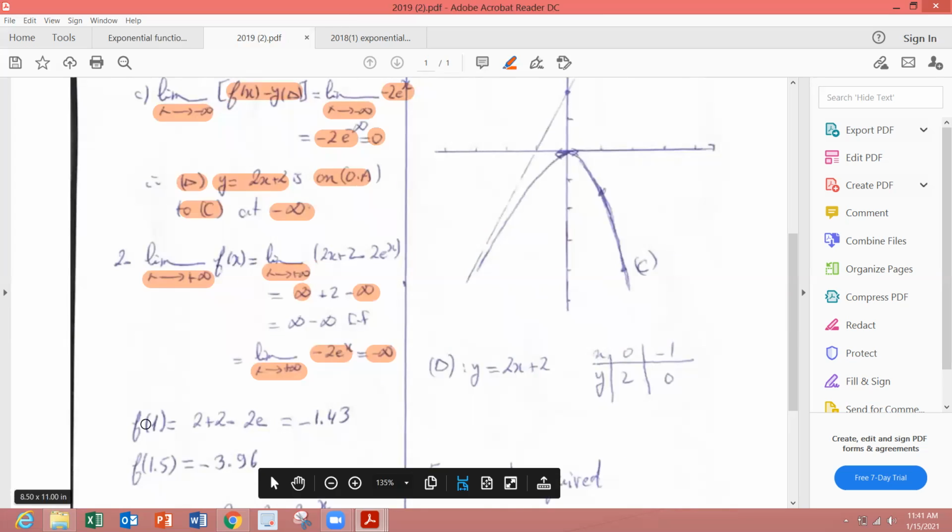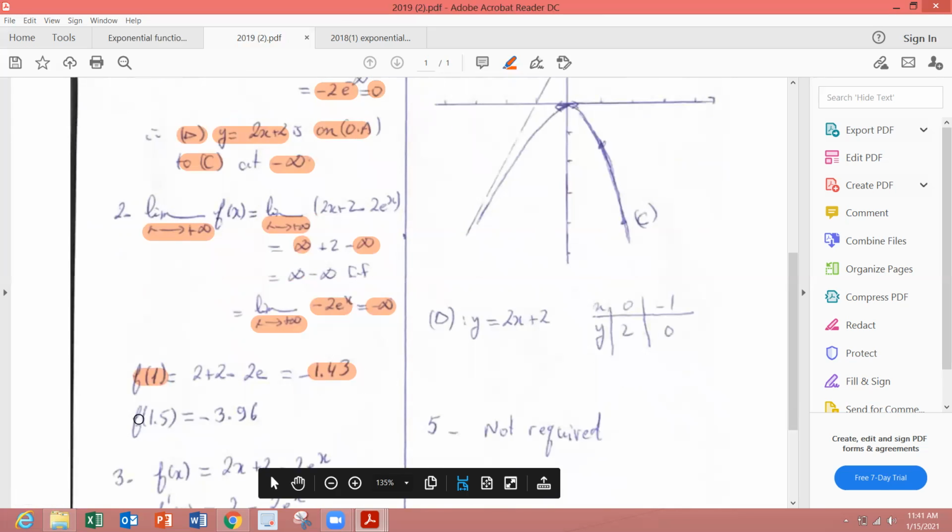F of 1, by using the calculator, we get minus 1.43. And f of 1.5, you get minus 3.96.